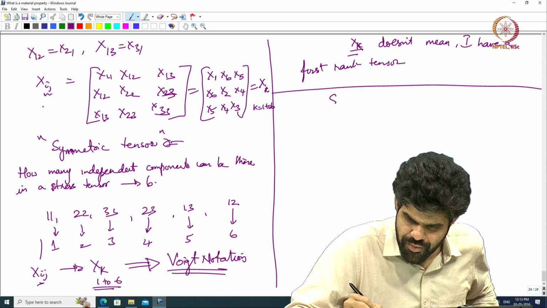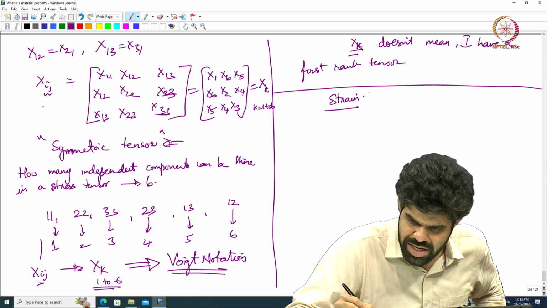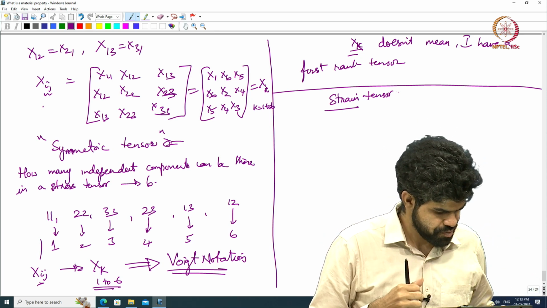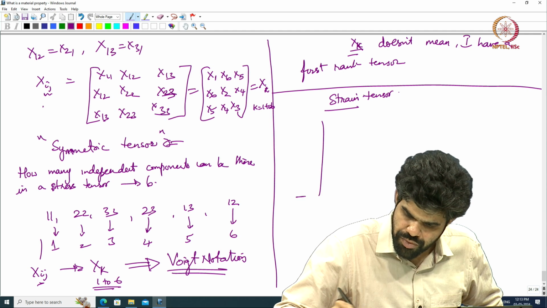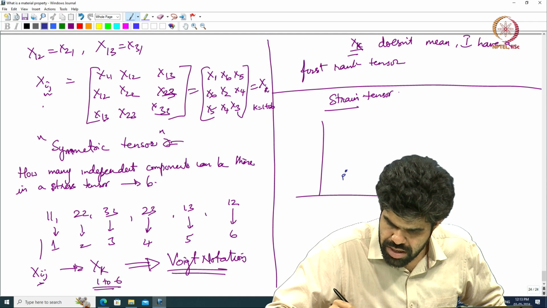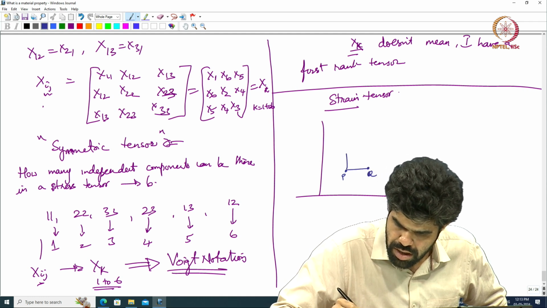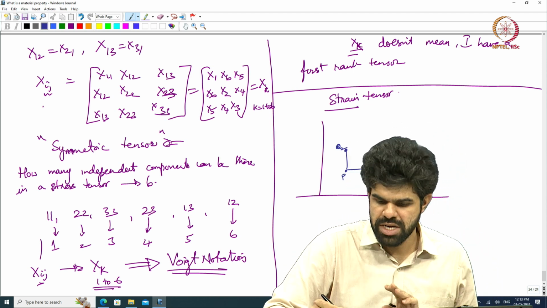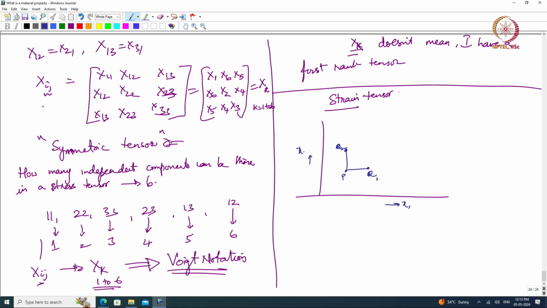What about strain? Strain tensor, right. Now, what is strain? If I have a point P, and PQ is my Q1, this is Q2, this is my entire object. This is the x1 axis, this is the x2 axis. I am going to do it in 2 dimensions. Now, I am going to say that the object has strained. So, this is before strain.